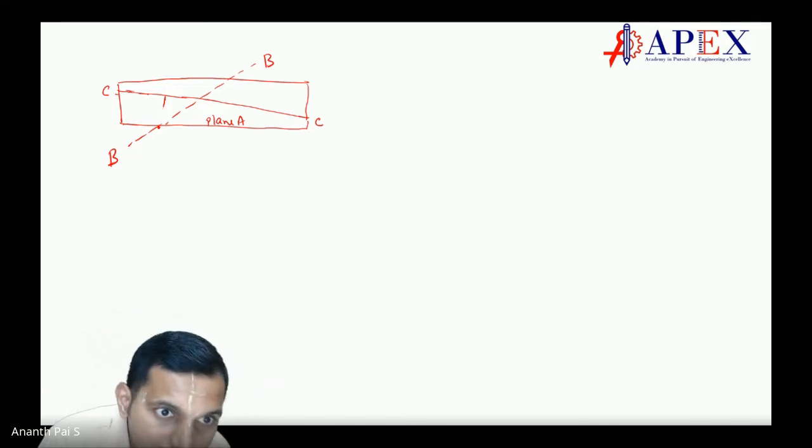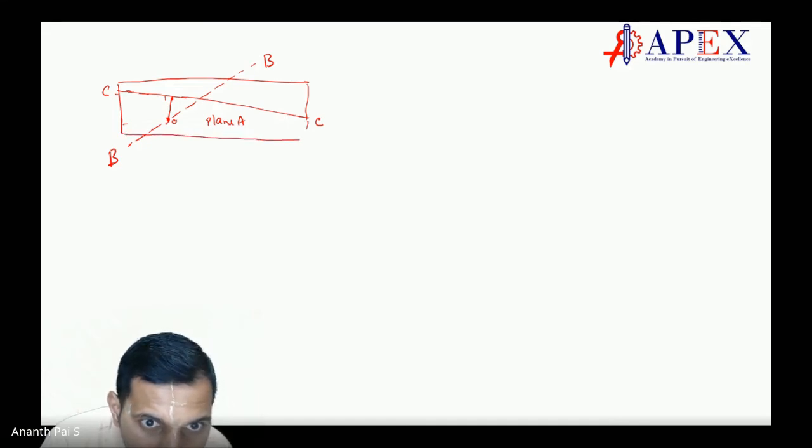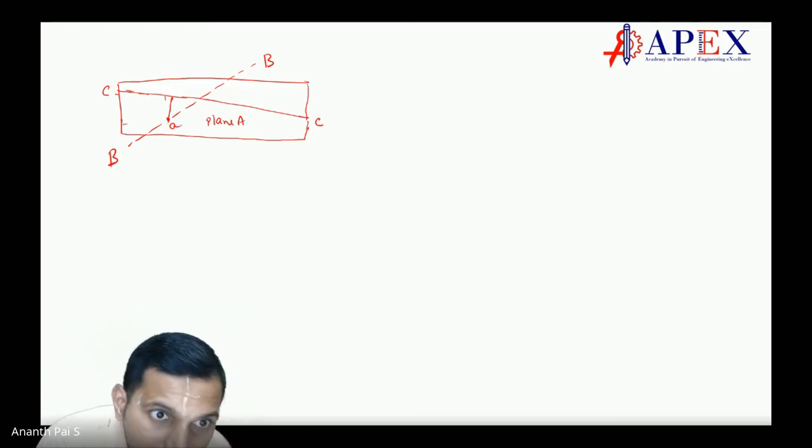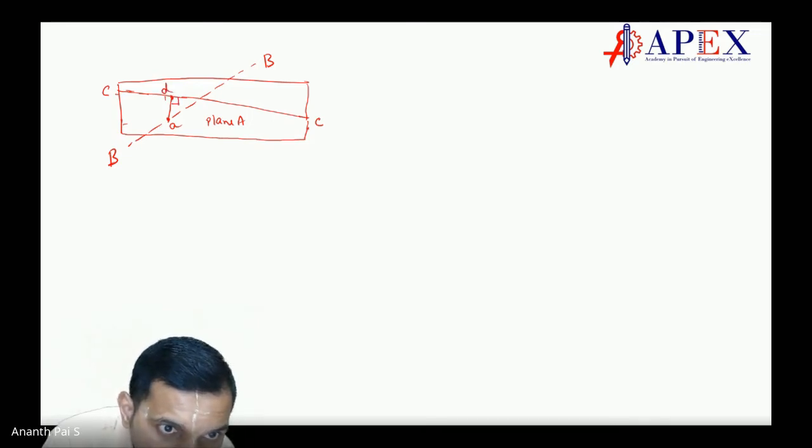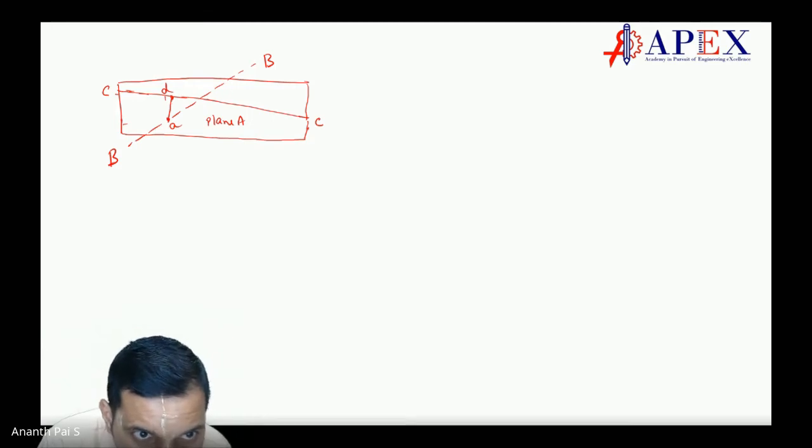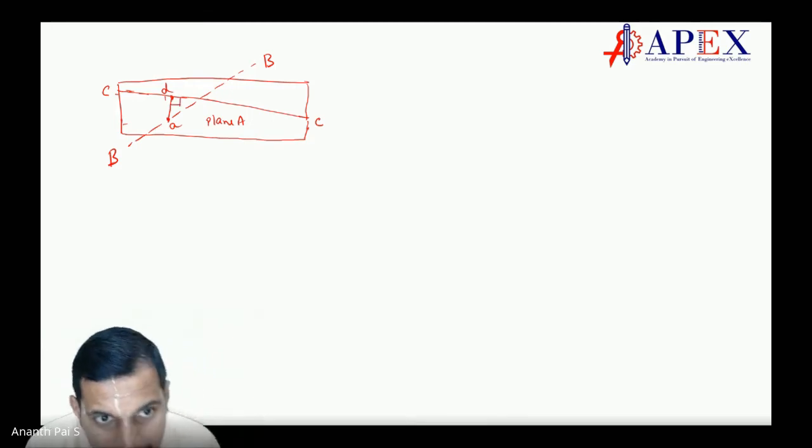This point, let me put it here, is where the perpendicular meets this BB line. That point is small a. I'll make this a bit bigger. So the point where it meets here is point A, and this is point D. The angle between this and this is perpendicular. Make sense? It is joining here.